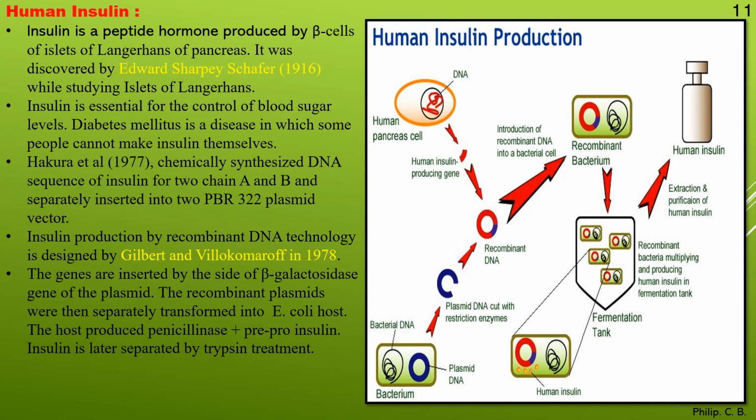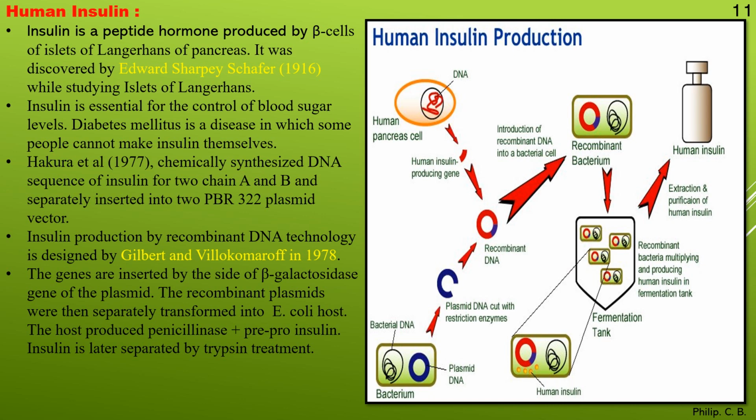Diabetes mellitus is a disease in which some people cannot make insulin themselves, as diabetes mellitus means high blood sugar, or a greater amount of sugar present in the blood. So for this condition, insulin becomes very important for persons to control blood sugar. Otherwise, it will rapidly increase in the human body, thereby causing harm to various organs like eyes, heart, kidney, etc. So that is why in case of diabetes mellitus, insulin becomes very important.